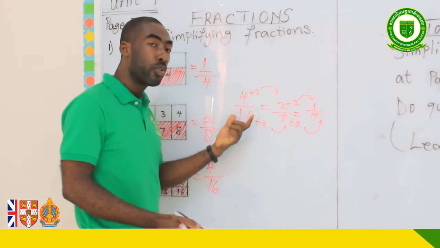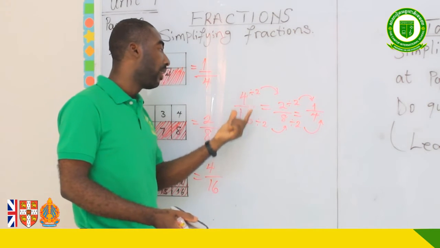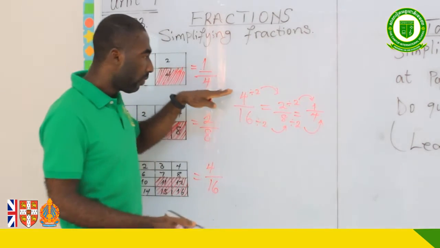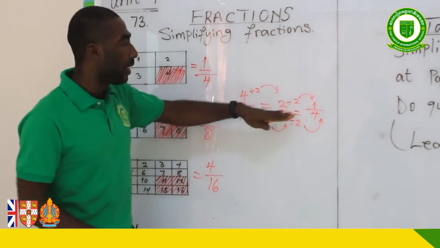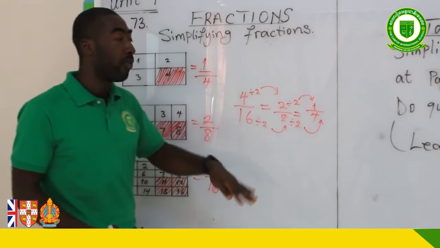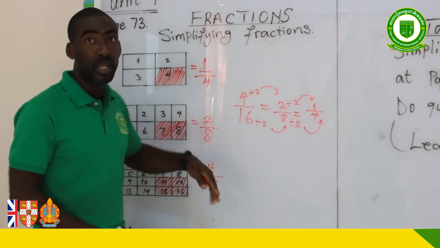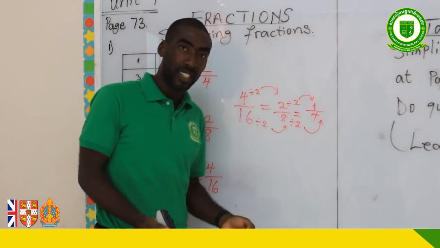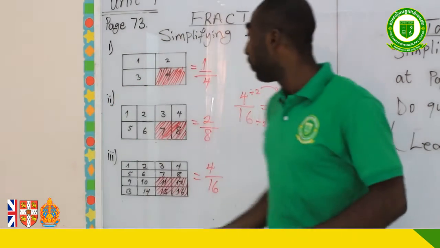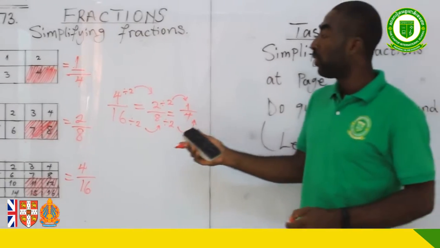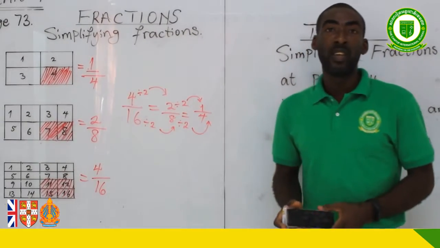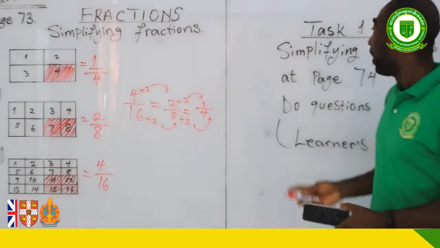So it also means that 16 over 4, 2 over 8 and 1 over 4 are all the same in terms of fraction. Okay? I hope this is very simple for you to do whenever you are simplifying fractions.